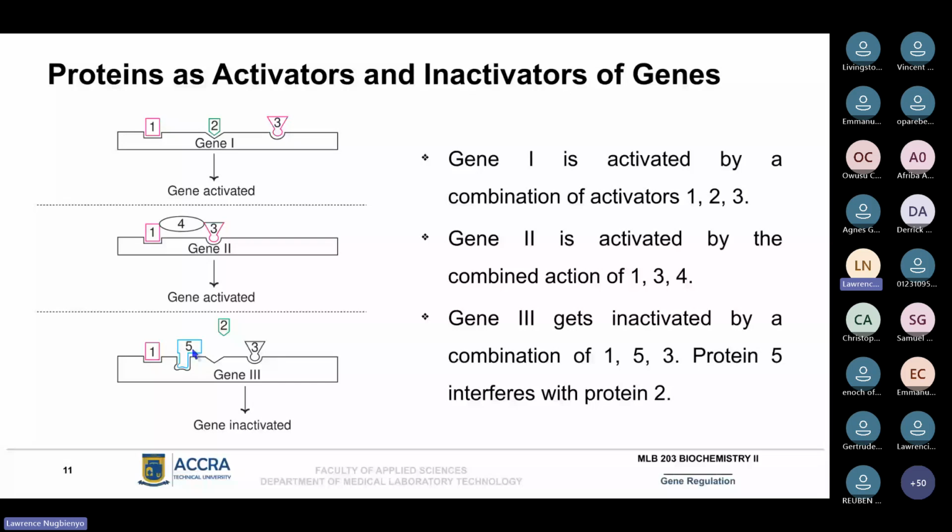But like I said, these are not the only models that you may encounter as far as gene regulation is concerned in eukaryotes. There are various complex processes, mechanisms of gene regulation. But this is to give you a fair idea that you can have various combinations of factors that are involved in either the activation or inactivation of genes in eukaryotes.